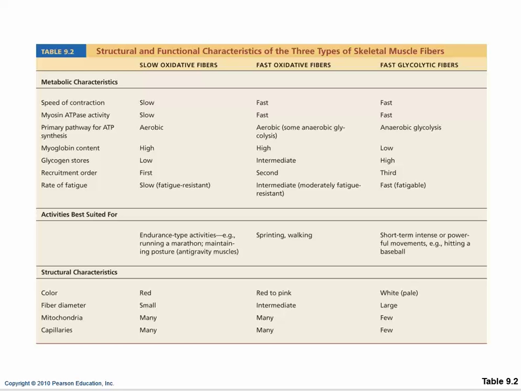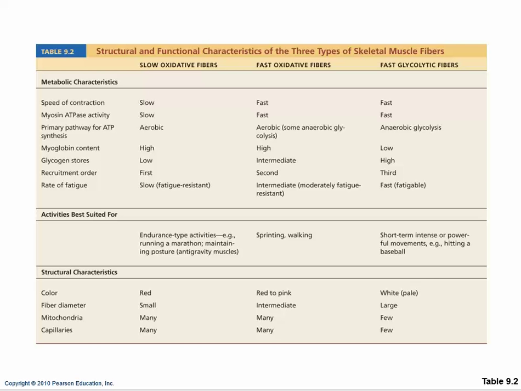Now, fast oxidative fibers are fast, right? They're aerobic, some anaerobic. They have a good amount of myoglobin, so they're pretty red. They store some glycogen because they're going to do some anaerobic, right? We use them second, and they're moderately fatigue resistant. So we use this when we go for long walks and things like that. We call them the pink fibers.